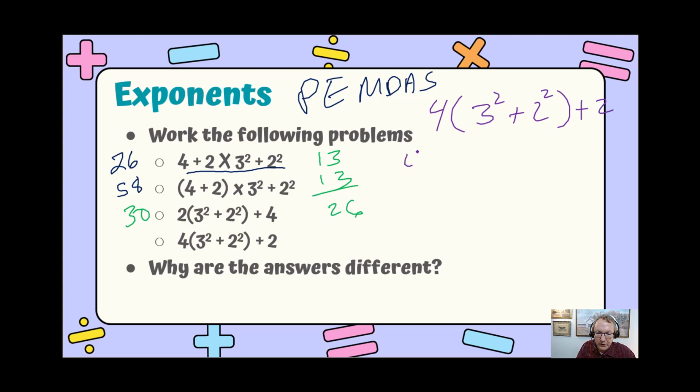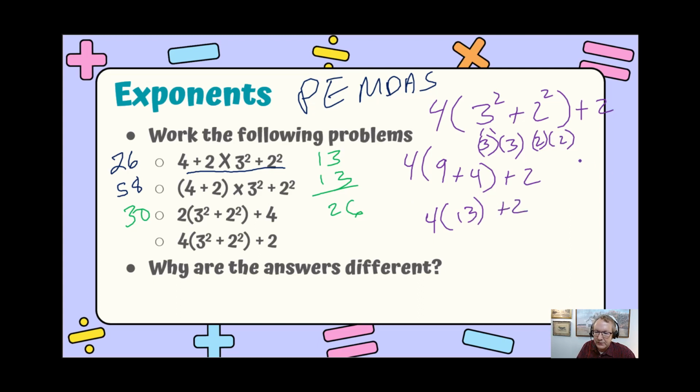So we've got 4 times the quantity of 3 squared plus 2 squared, or 3 squared is 3 times 3. I'm going to go ahead and open my parentheses with the 9. 2 squared is 2 times 2, or 4. And then we're going to add 2. So now we have 4 times 13 plus 2. 4 times 13, well, here we got 13 twice for 26. So we could add 26 to that 26 to get 52 plus 2, or 54.